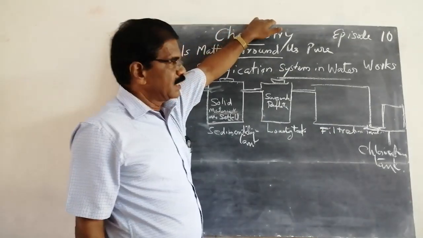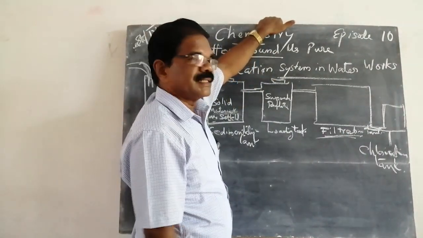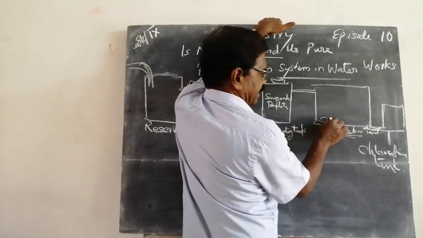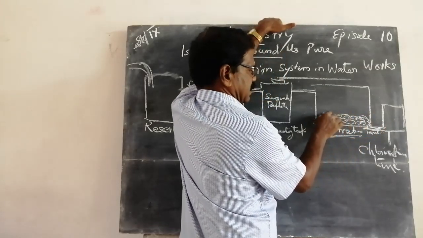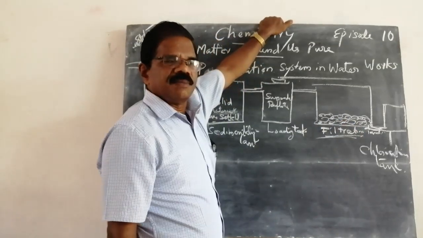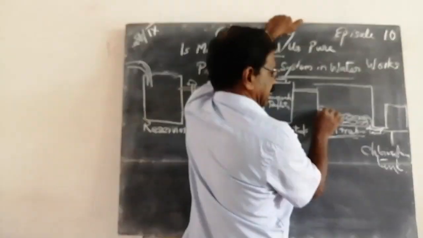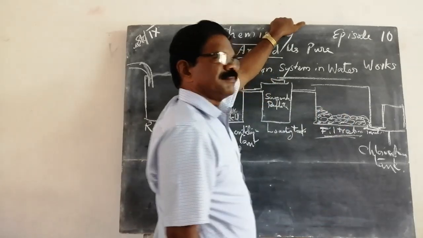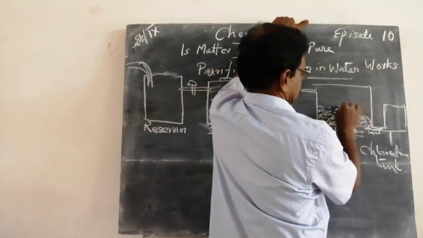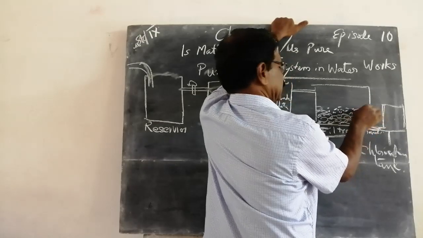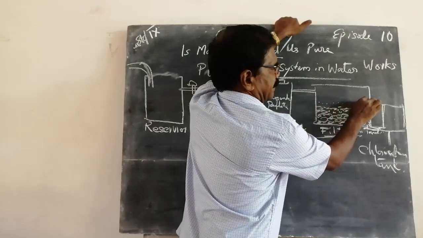Then it is passed to the most important tank. This is the filtration tank. In the filtration tank, there are several layers. At the bottom there are big gravels, pebbles, the size of big pebbles. Above it there is gravel. Gravel is the big sand we used to spread in the courtyard of our home. Above this, there is one more layer, that is fine sand, minute sand.